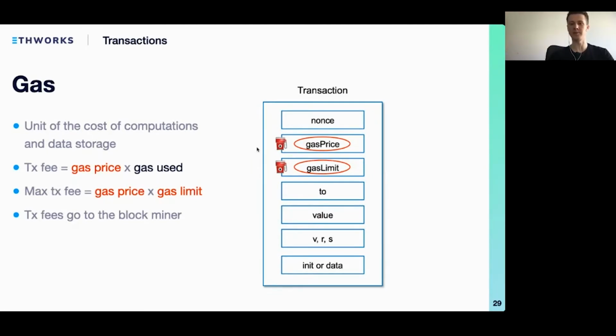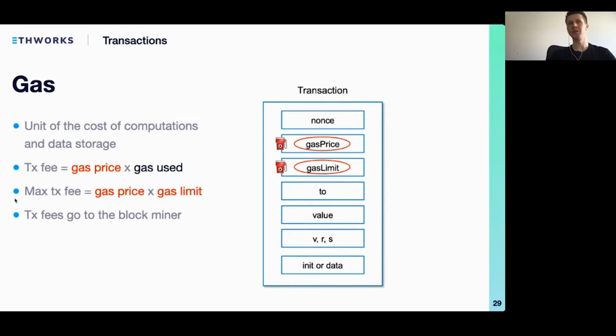Okay, so the next field that you are setting yourself is gas limit. Gas limit is simply a field that lets you limit the amount of gas that will be burned. So using gas limit, you can calculate the maximal transaction fee that you will pay for a transaction. Why would you want to limit that?